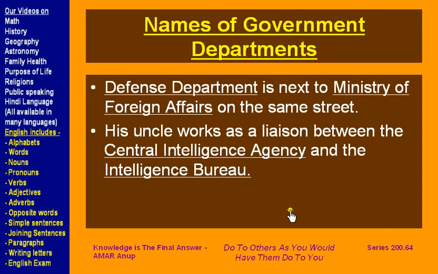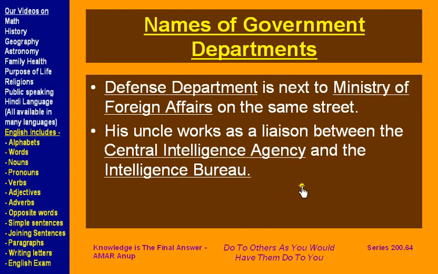Names of government departments are capitalized. So when we say the Defense Department is next to the Ministry of Foreign Affairs on the same street, you can see D in Defense and another D in Department are capitalized because those are the names of a government department. Similarly, M in Ministry and F in Foreign and A in Affairs are capitalized because Ministry of Foreign Affairs is a government department.